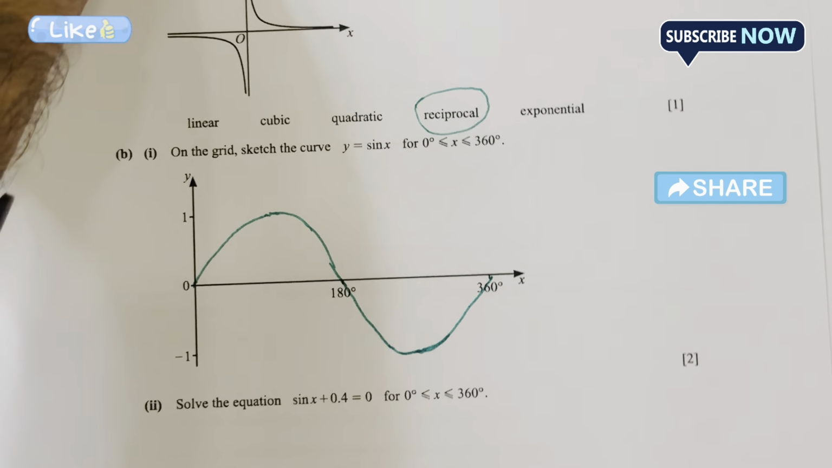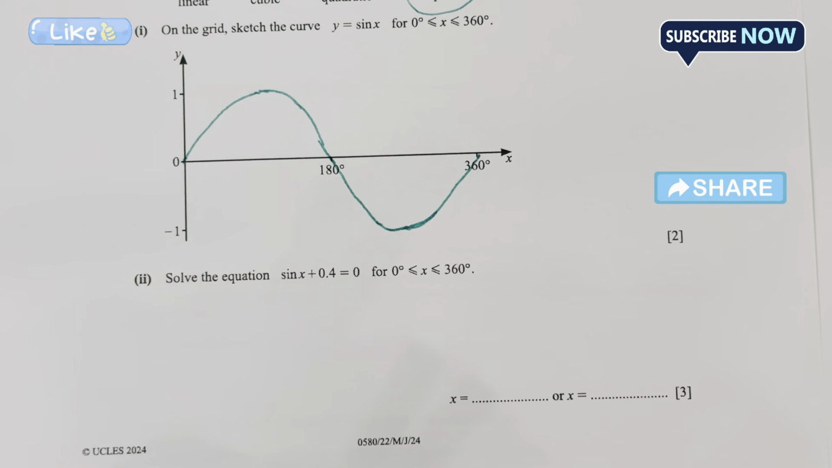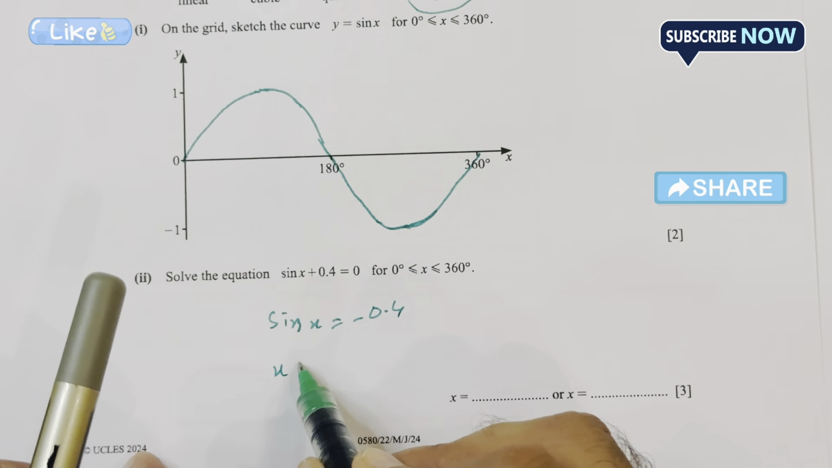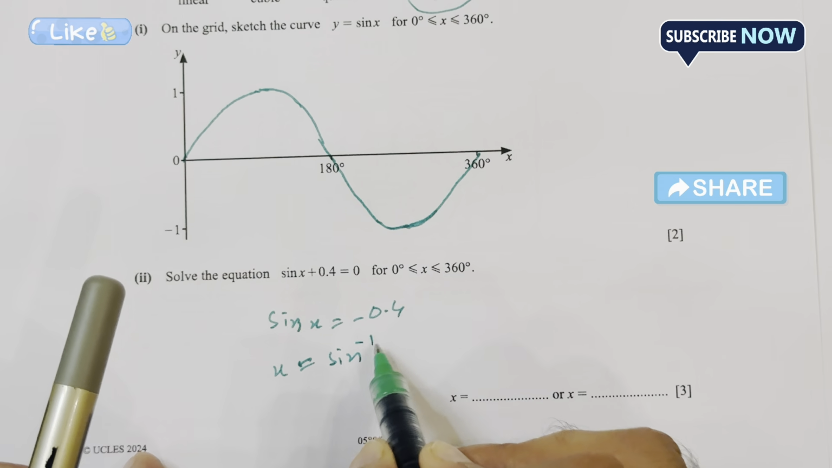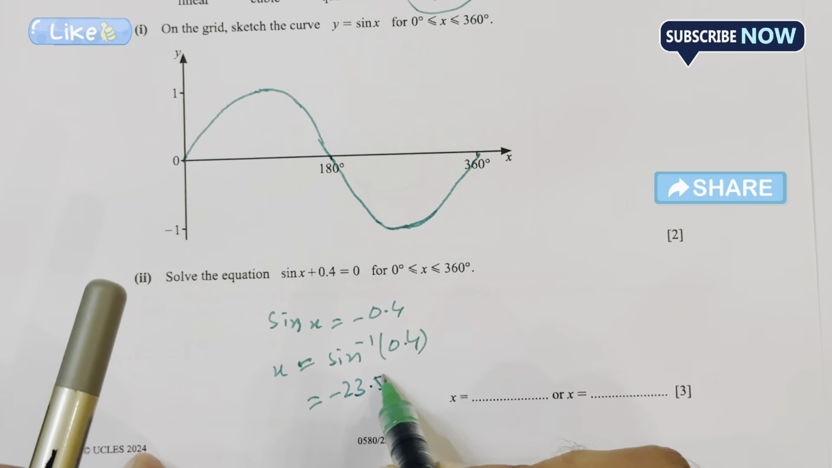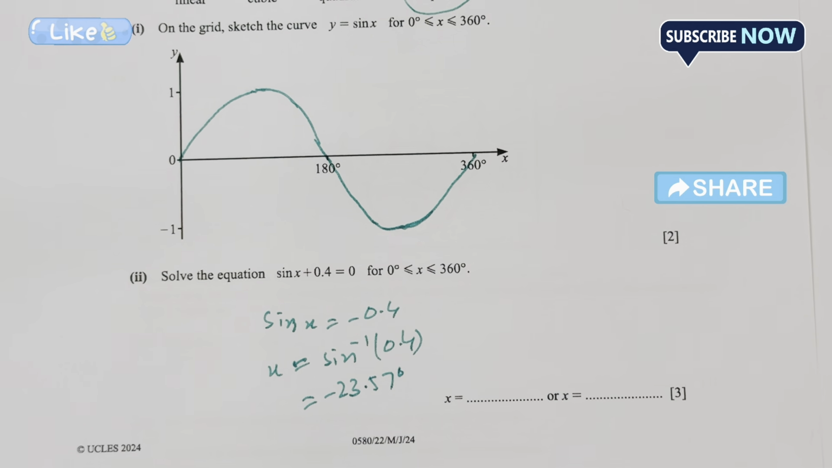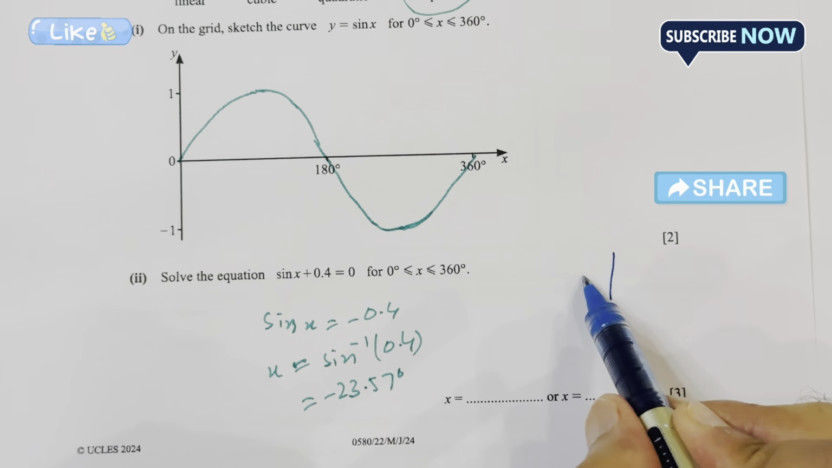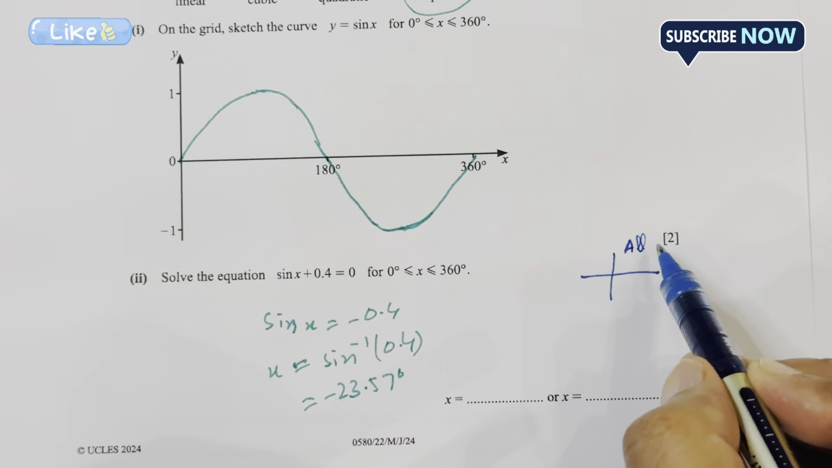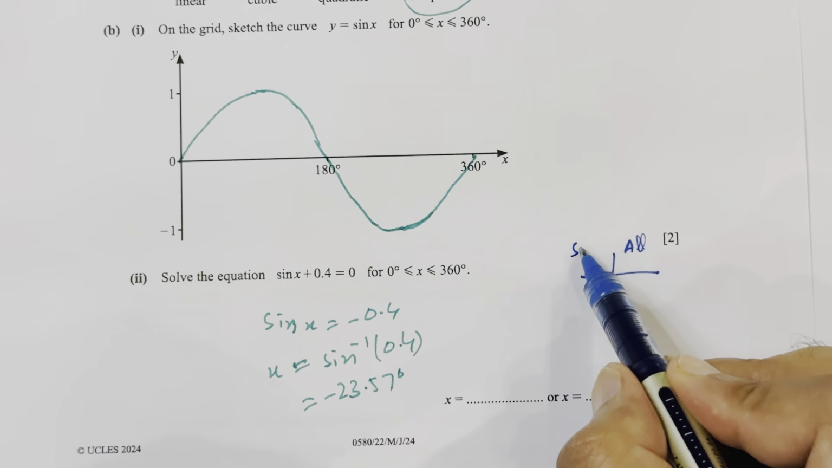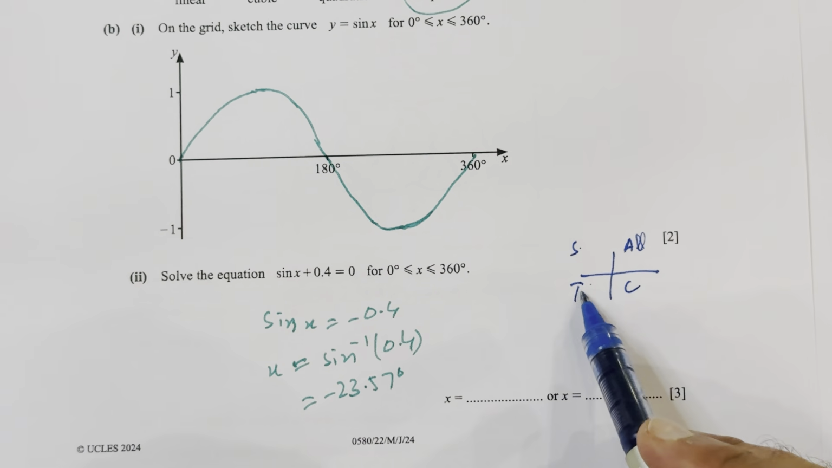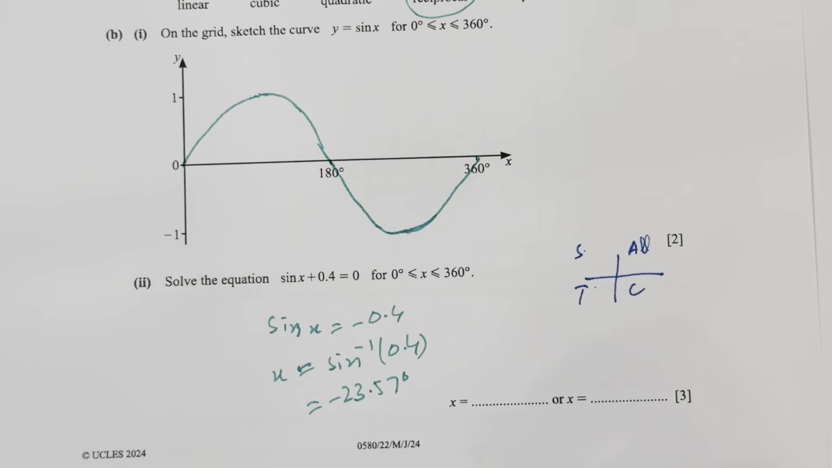Okay, solve the equations. Again, this is a very easy question. sin x is equal to minus 0.4, then x is equal to sin inverse of 0.4. You get the value that is equal to minus 23.57 degrees. And you need to find the two values. First, you need to know those four quadrants. You know that in the first quadrant all ratios are positive, then only sine is positive in the second, only tangent is positive in the third quadrant, and only cos is positive in the fourth. It means that the third and fourth quadrants should be our answer.